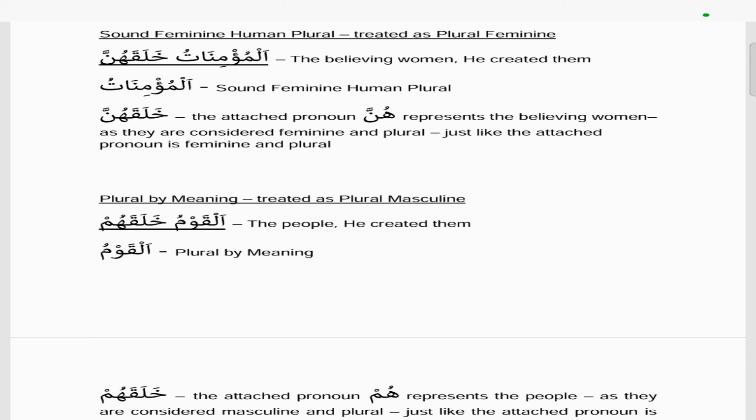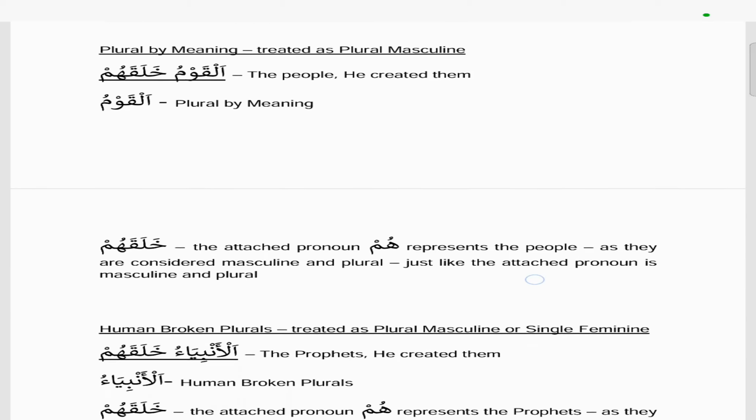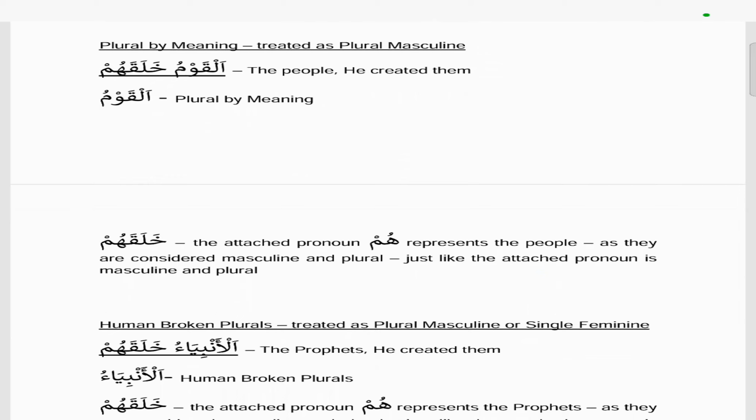And then khalaqa hunna, the attached pronoun hunna represents the believing women, the al-mu'minatu, as they are considered feminine and plural, just like the attached pronoun hunna is feminine and plural. And the original independent pronoun is hunna as well, because it's hunna and the attached version is hunna or hinna, but in this case hunna is used. So plural by meaning, these are always treated as plural masculine.